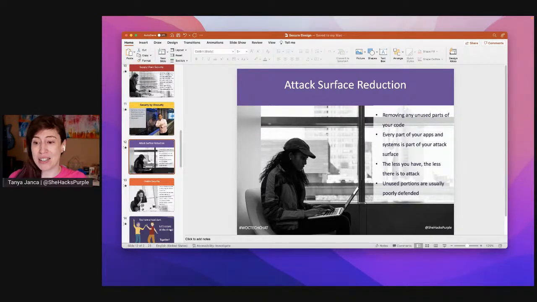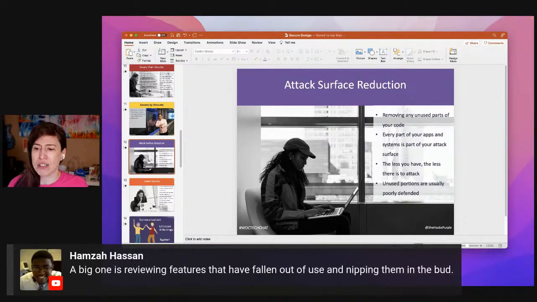William's also saying TLS 1.0 fallback. Yep, being backwards compatible for broken protocols, that is a problem too. Hamza says, a big one is reviewing features that have fallen out of use and then nipping them in the bud.